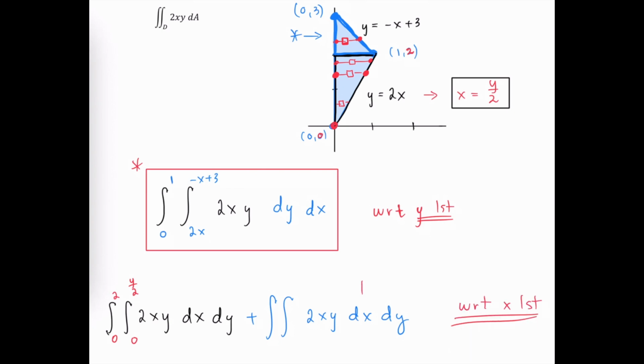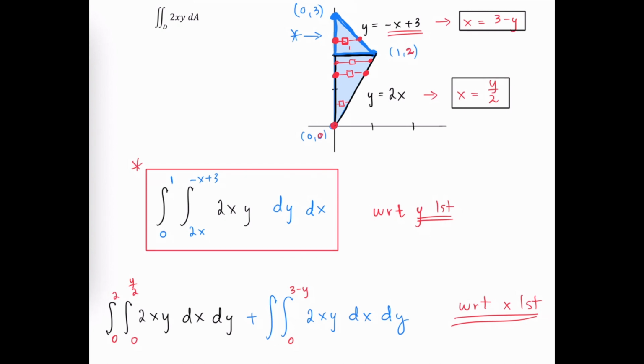Since we're integrating with respect to x first, we cannot have any x's in these limits of the inside iteration. So the lower limit up here is going to be x = 0, but the upper limit, which was y = -x + 3, we actually have to solve for x in terms of y to get x = 3 - y, and that is what's going to be our upper limit. Again, when we're integrating with respect to x, it's okay to have y variables in those limits.